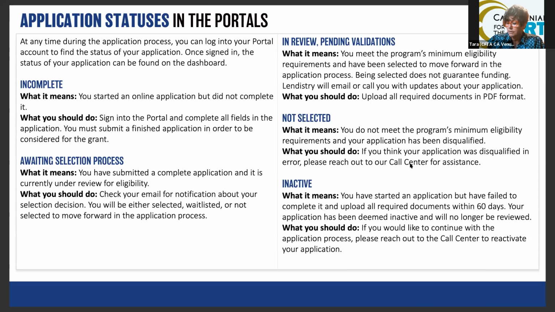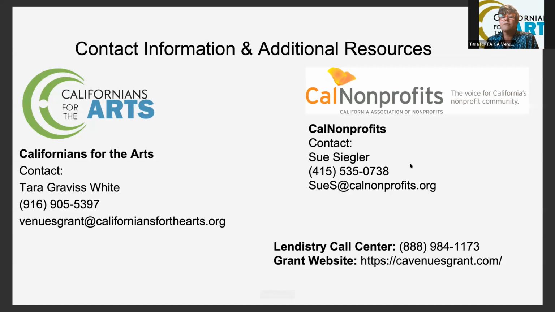We're going to go to the last page. That's all we have. This is the contact information for myself. You've got my email right there. Sue's available as well. And then there's the link to go on to the venues grant itself. We have quite a few questions in our Q&A, so I'd like to go through that now.